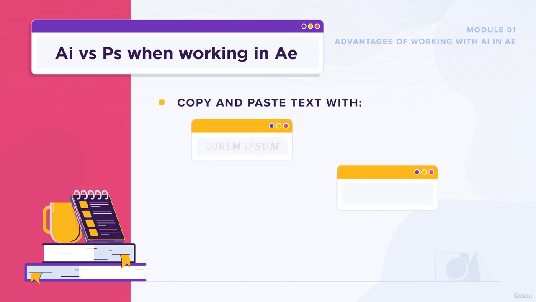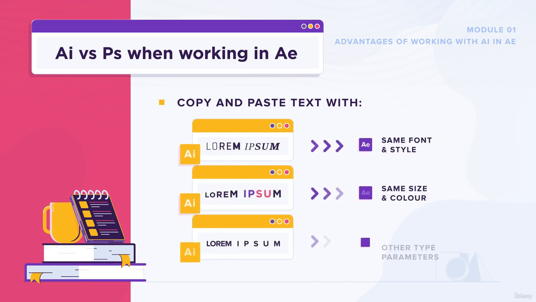Copy and paste text with the same font, size, and other text parameters. Photoshop can also copy text, but it won't keep parameters like size once we paste the text into After Effects.